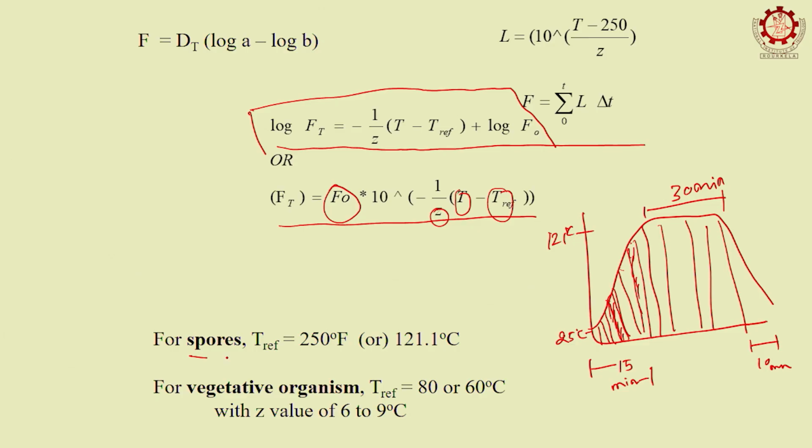Normally, for Clostridium perfringens and Clostridium botulinum, 250 is the reference temperature, and your Z value is about 10 degrees Celsius. For vegetative bacteria like E. coli and Listeria, you use a reference temperature of 80 or 60 Celsius, because pasteurization is somewhere around 70 Celsius, and depending on the resistance you may use 80 or 60, and then your Z value is between 6 to 9. So, these are all empirical values based on industrial experience.